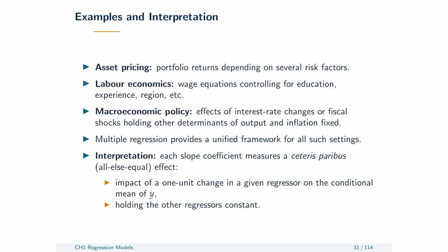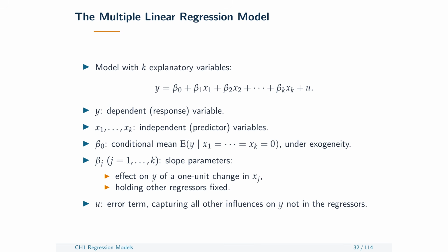This all-else equal interpretation is central in labor economics, macroeconomics, finance, public policy, and many other applied fields. Imagine a wage equation containing education, experience, region, and demographic controls. The education coefficient compares observations with the same included values of the other regressors. That conditional comparison is more informative than a raw education-wage correlation. It is still not automatically causal, because unobserved determinants can remain in the error.